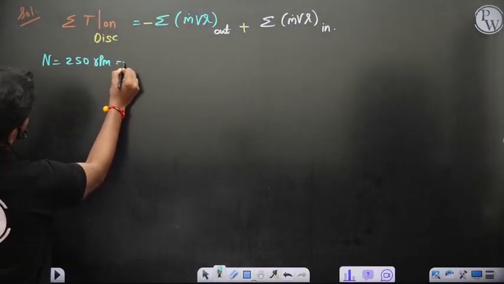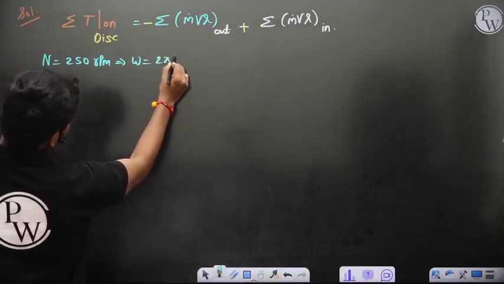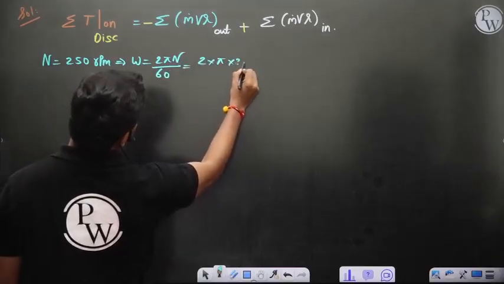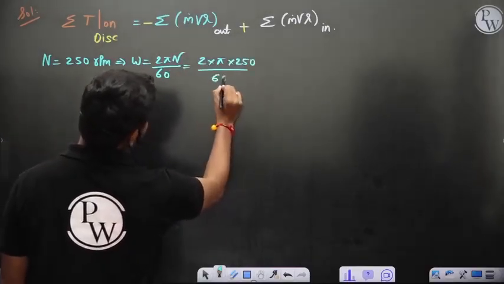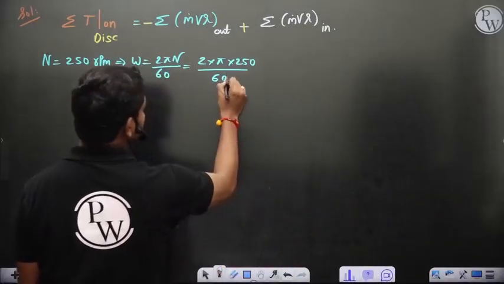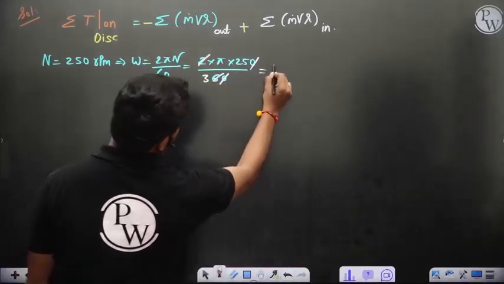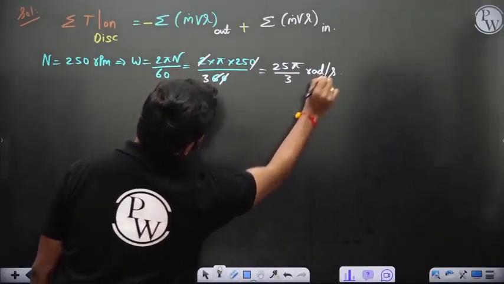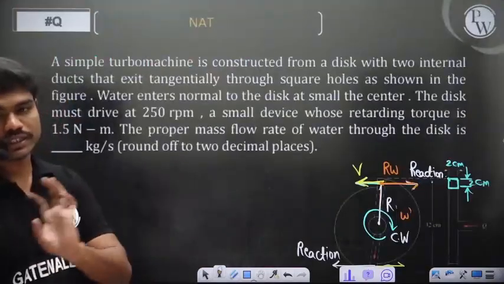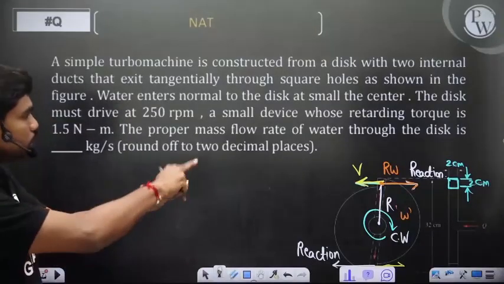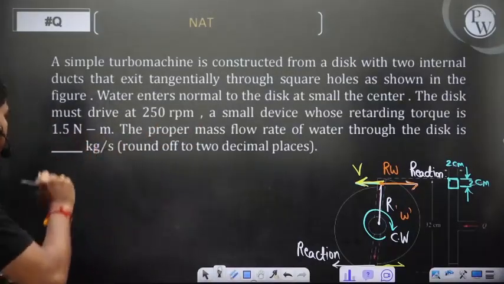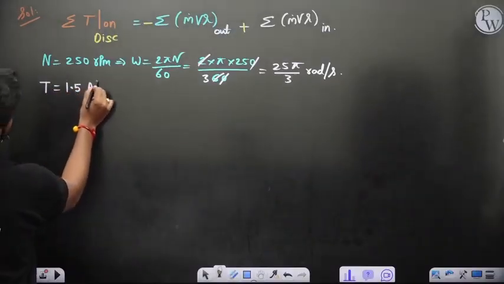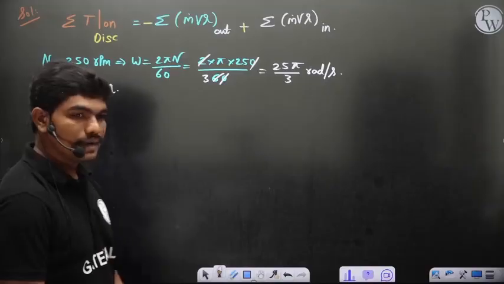So omega कितना होगा? 2 pi N by 60. So 2 into pi into 250 by 60 and इसका वैल्यू कितना होगा? So 25 pi by 3 radians per second. ये होगा angular velocity of the disk. Okay, normal angular velocity of the disk. Then it is connected to a small device whose retarding torque is 1.5 Newton meter. So the torque that's acting on this is 1.5 Newton meter actually here.